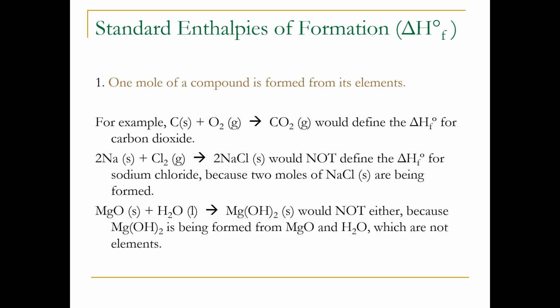You are using elements on the reactant side. Everything on the reactant side must be an element from the periodic table, so no compounds. Alright, so carbon plus O2 can be used to make CO2. Carbon is a solid at our 25 degrees Celsius and 1 atmosphere. O2 is diatomic and is a gas. And it's already balanced. 1 carbon, 2 oxygens to make CO2. So this would be the heat of formation equation.